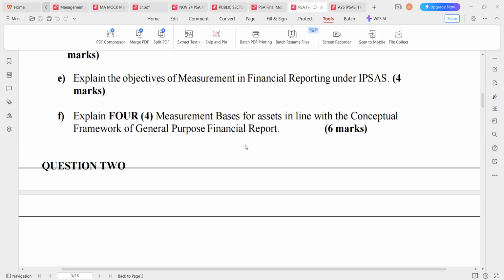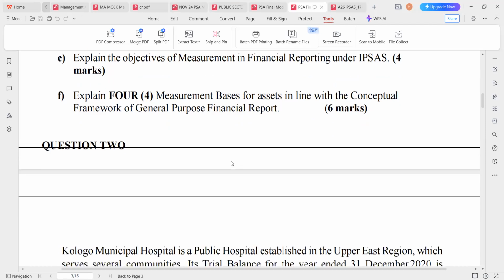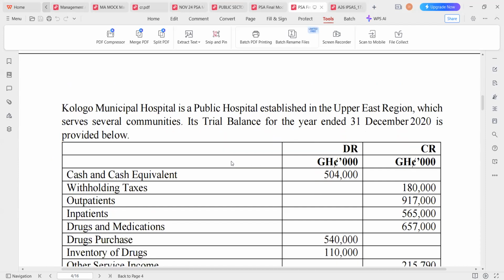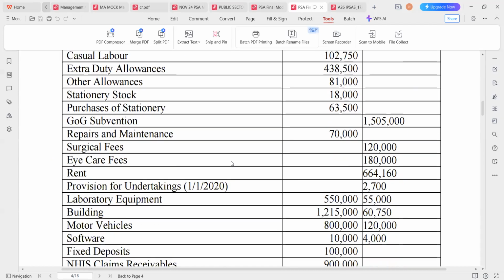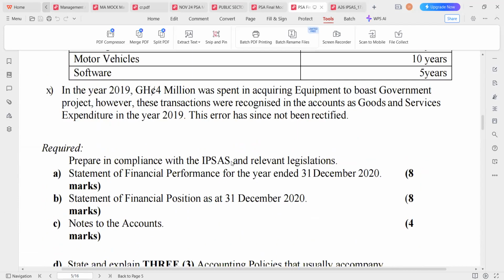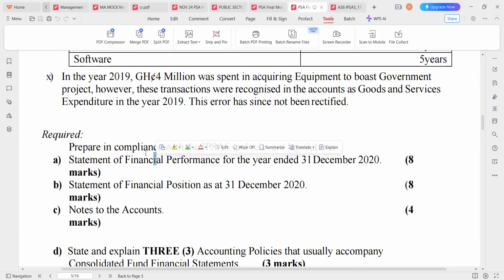All right, so a quick one, 5 to 10 minutes. Let me just discuss how the hospital question will be solved. The hospital financial statement is the same as the local government one, that is the district assembly or municipal, and then you are good to go. First, read the question and demarcate it so well. Prepare in compliance with ICAG and relevant legislation: statement of financial performance, statement of financial position, notes to the accounts.